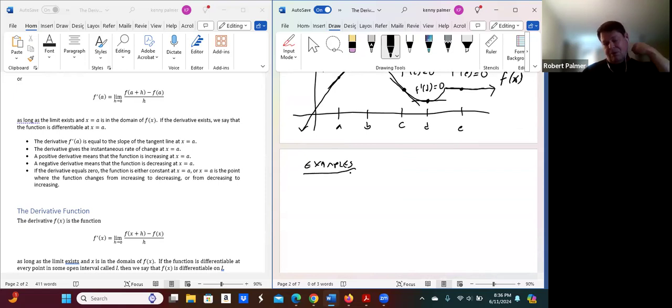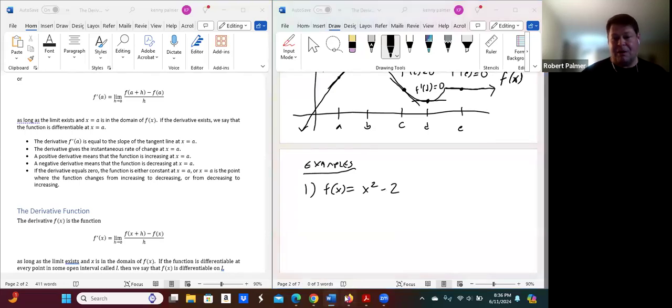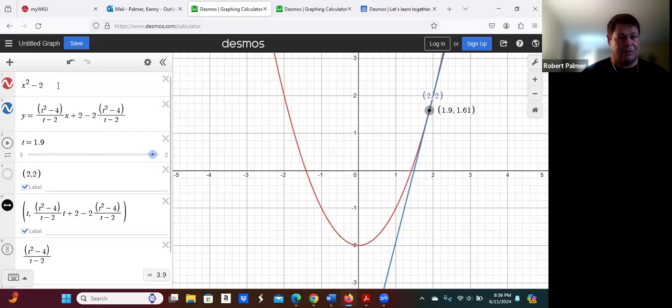Okay, so I want to find the slope of the tangent line. Let's look at our first slope of the tangent line, derivative, and so forth. Let's look at this first example. So let's say this time my function f of x is equal to x squared minus 2. Okay, if you notice, that's the graph I mentioned here as well.